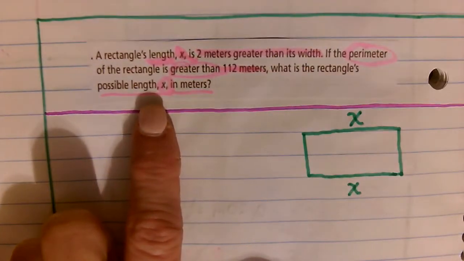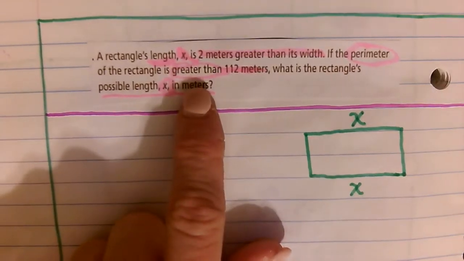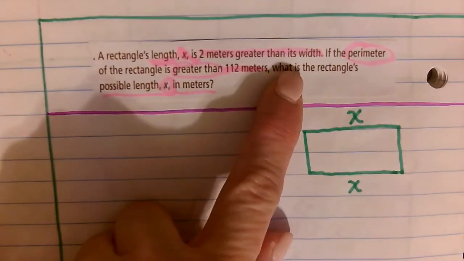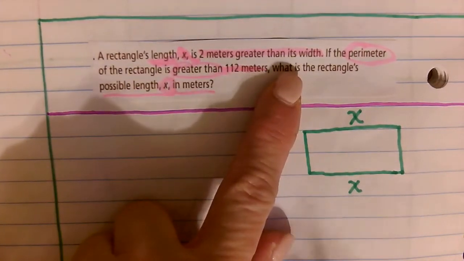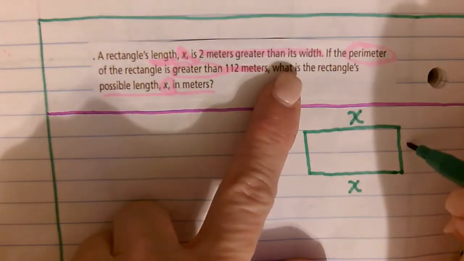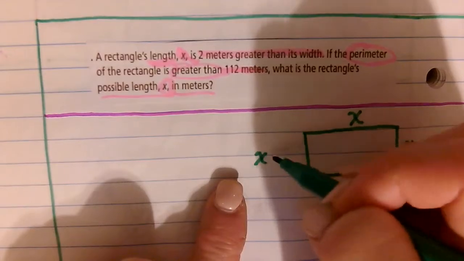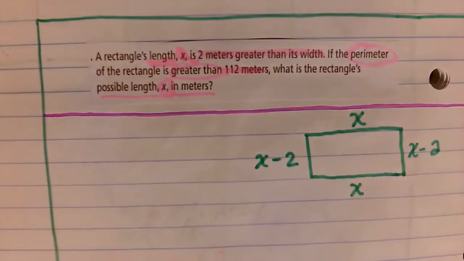Now let's think a bit farther. Length is always longer than width, okay? It's the longest side. If it is 2 meters greater than its width, well, then to get the width, I've got to do x minus 2. And so both of these sides are the width, and that's x minus 2.